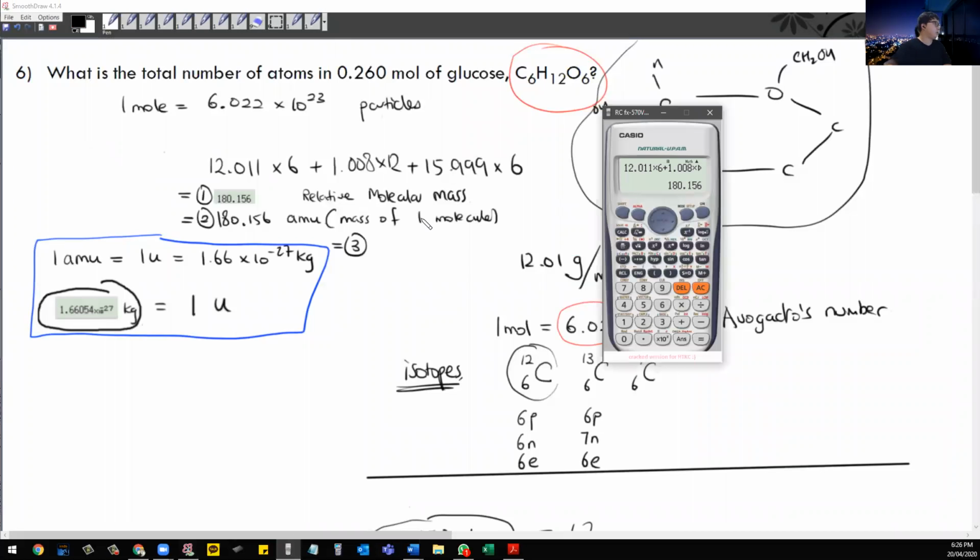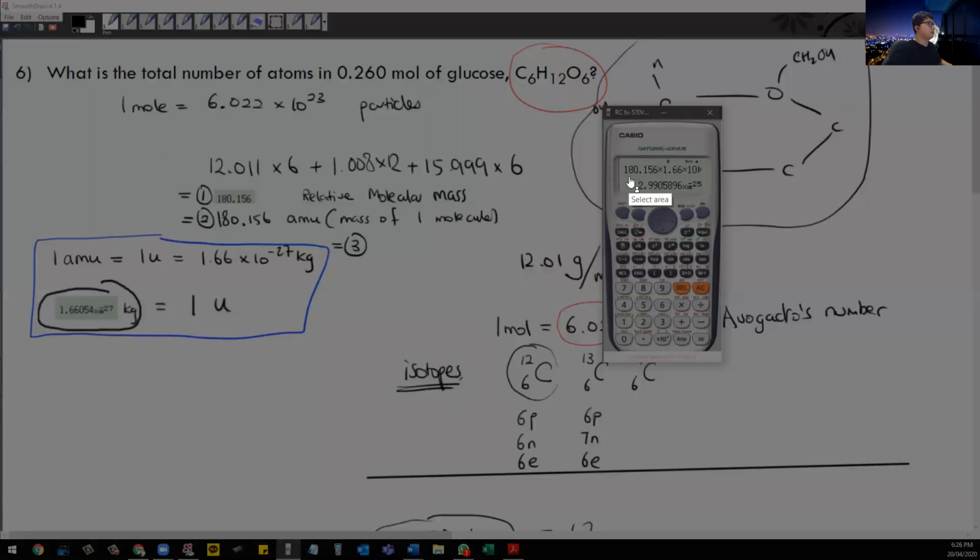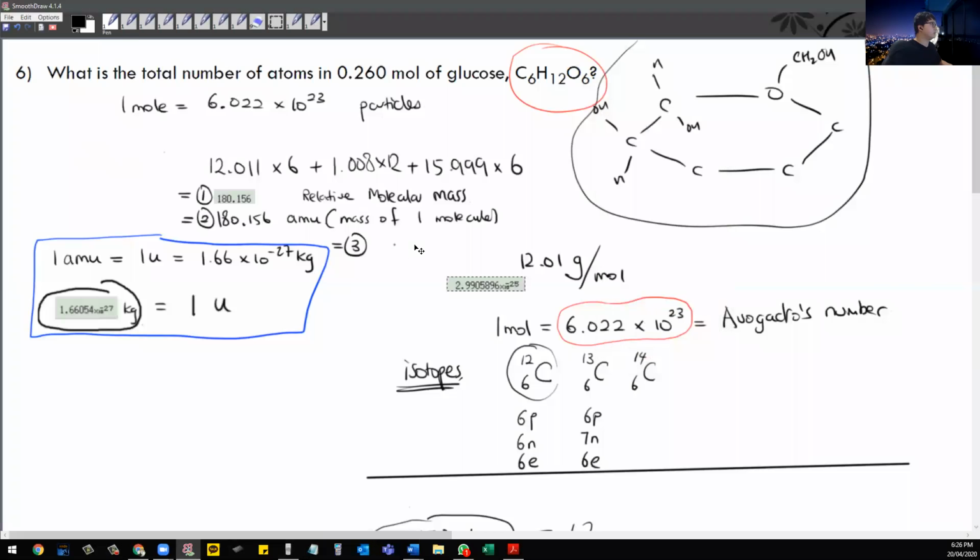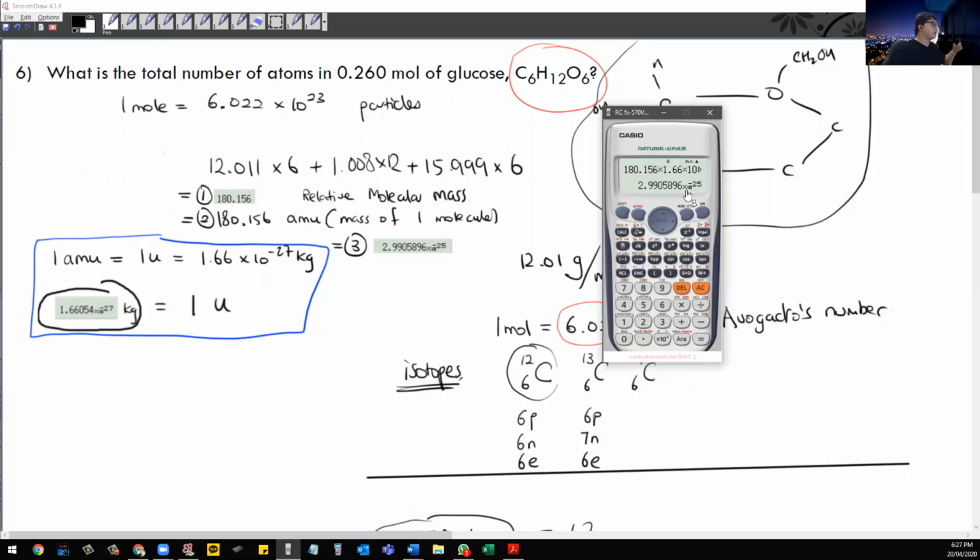So that would just equal 180.156, times 1.66 times 10 to the power of negative 27. I got 2.99 kilograms, so it's very tiny. And of course, that's the mass of one glucose molecule in kilograms.